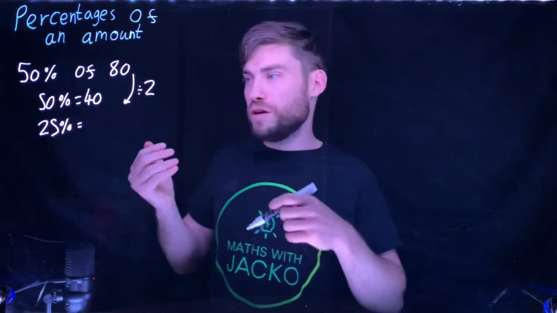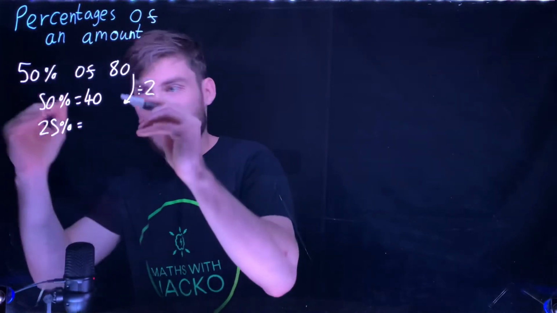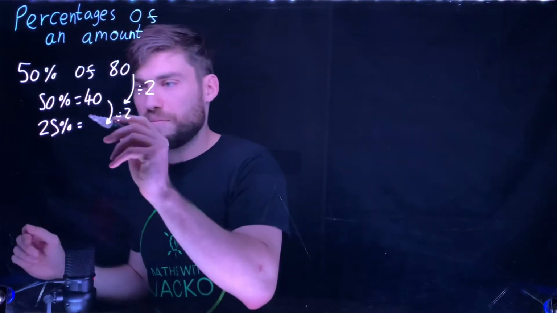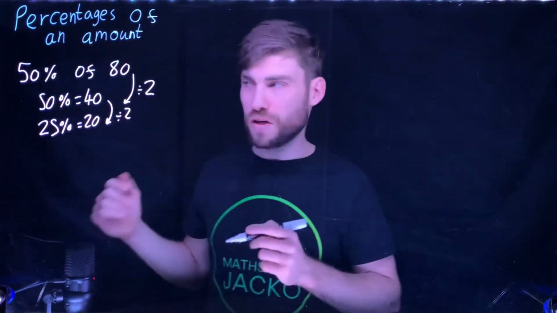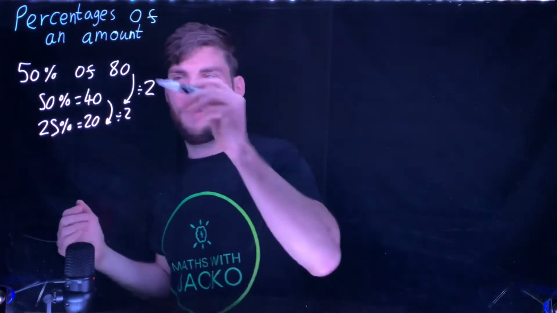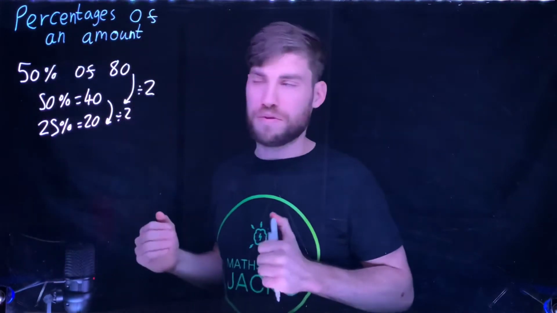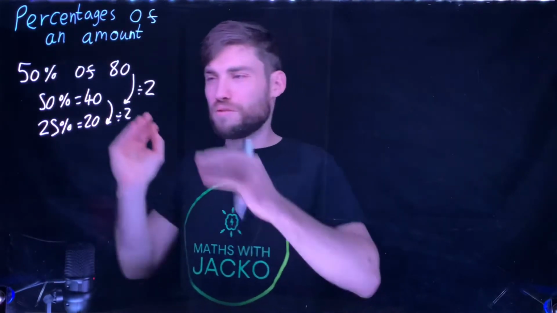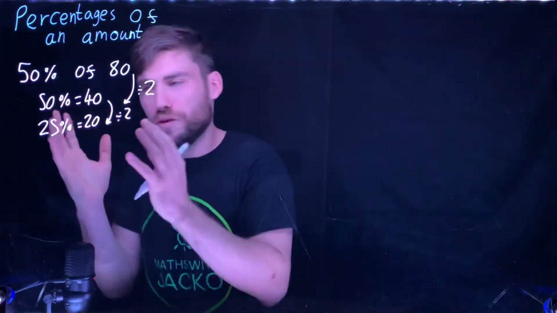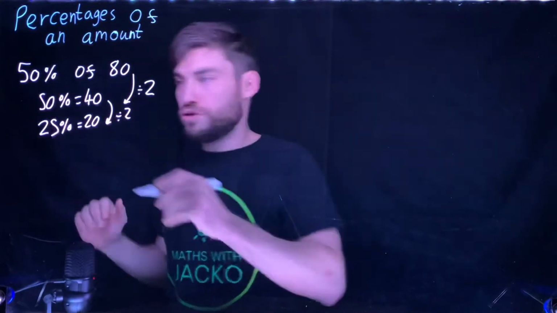So, a couple ways you can do this. You can go, well, I found 50%, which is 40, which I divided by 2. So I can divide by 2 again to get 25%, which is 20. You can go straight from 100% and divide by 4. So you can just do 80 divided by 4, or you can find 50% and then find 25%. Yet again, there's so many methods. Some people like to half it and half it again. Some people like to go straight to it. I'm just showing you what I find my students find the easiest way. Right, so there's those two.